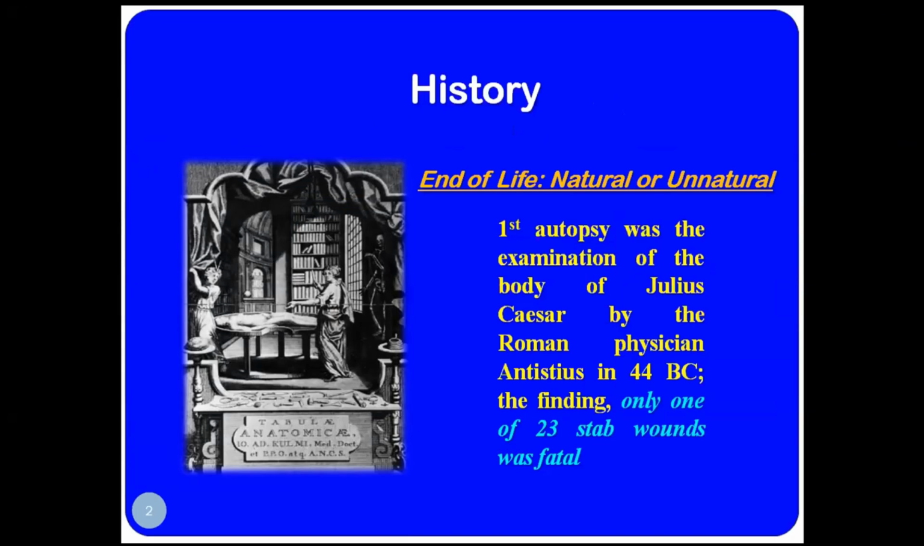If you go into the historical aspect of properly writing a death certificate, even at the time of the first autopsy, which was nothing but the examination of the body of Julius Caesar, done in 44 BC, the finding was that he had 23 wounds, but only one was fatal. So what this suggests is that you have to be very precise. A death certificate has to be very precise about the cause of death of the particular patient.